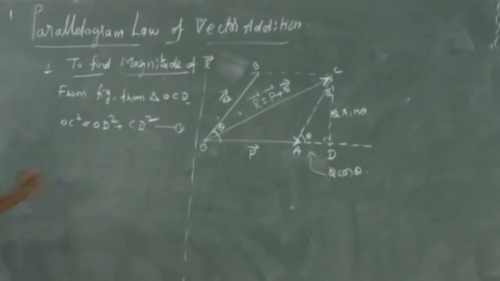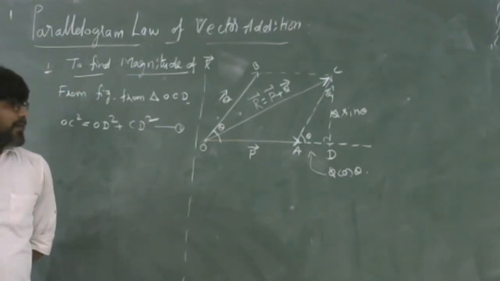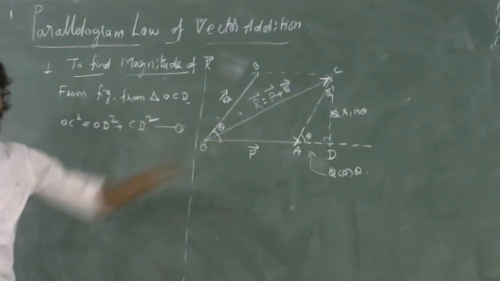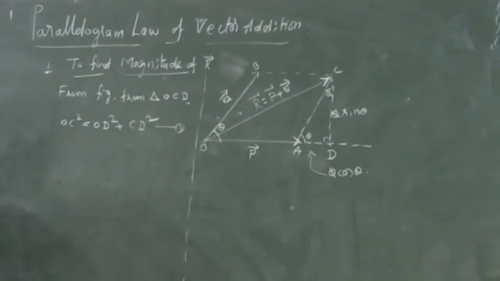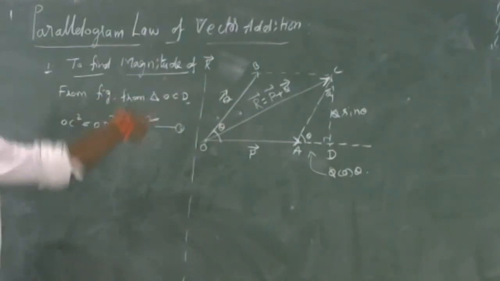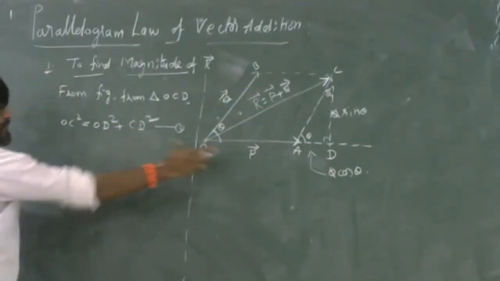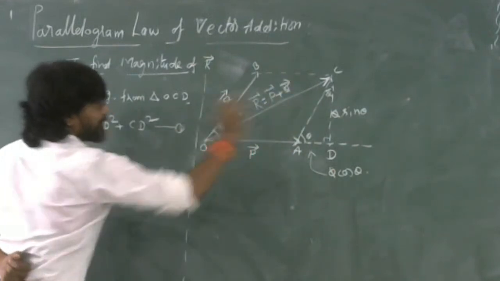Yes, look. So from the figure and from triangle OCD, the bigger triangle, you can say hypotenuse square is equal to side square plus side square. Hypotenuse is OC square is equal to side OD square plus the opposite side CD square.